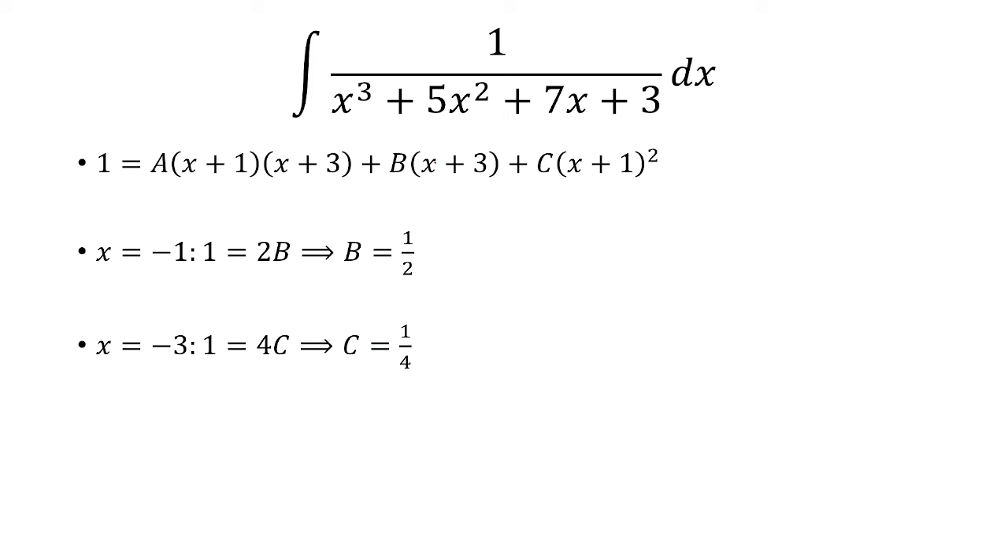Now, we can no longer cancel any of the factors since we already did both of those. So let's just pick a random number. Let's say x equals 1. And plug that in, you get 1 is equal to 8a plus 1/2 times 4 plus 1/4 times 4. And so you get that a is equal to negative 1/4.